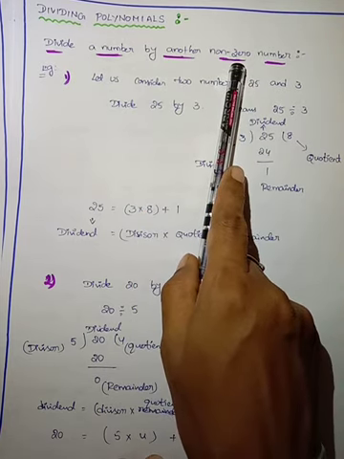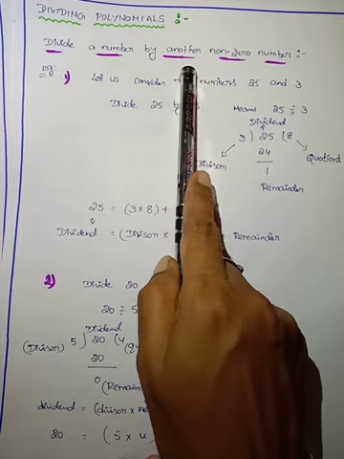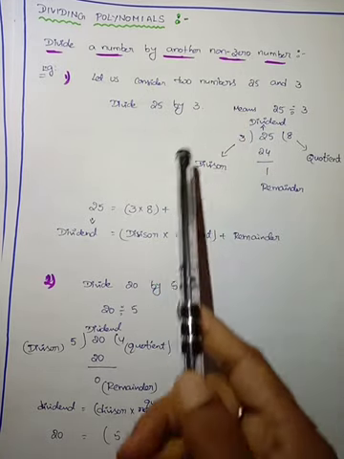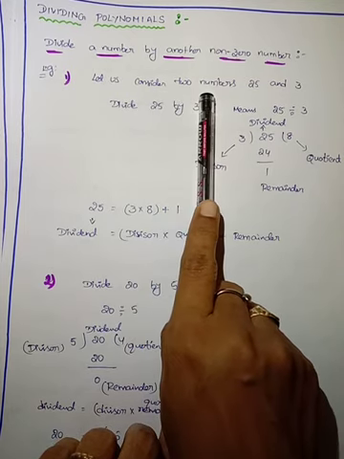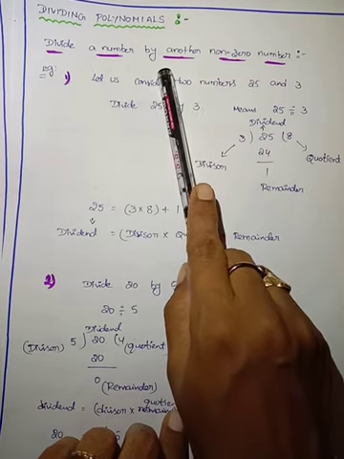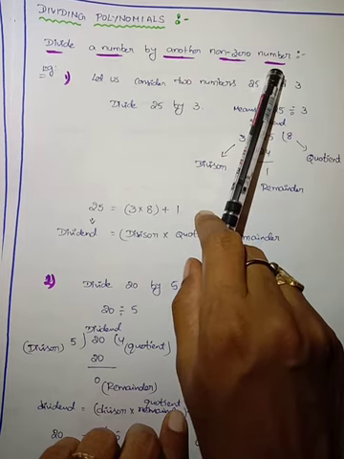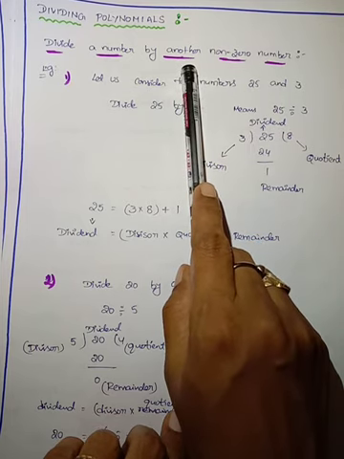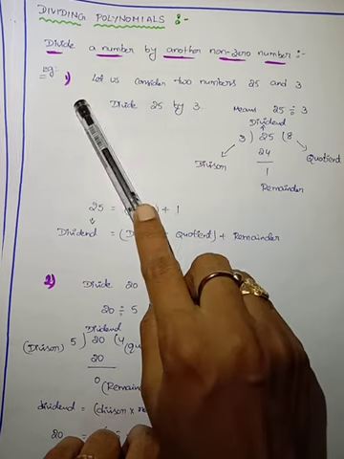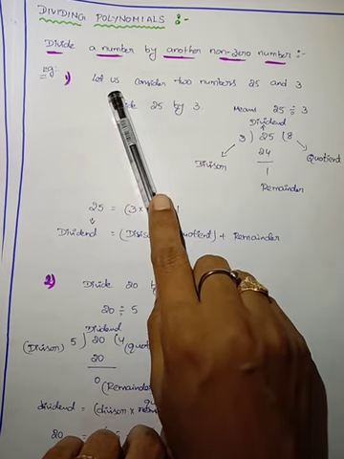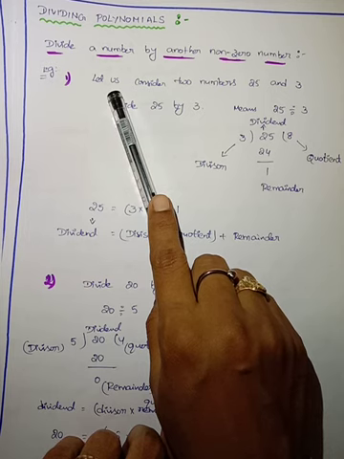In your previous classes, you learned how to divide a number by another non-zero number. Once again, let us recall that concept. Let us take any two numbers.